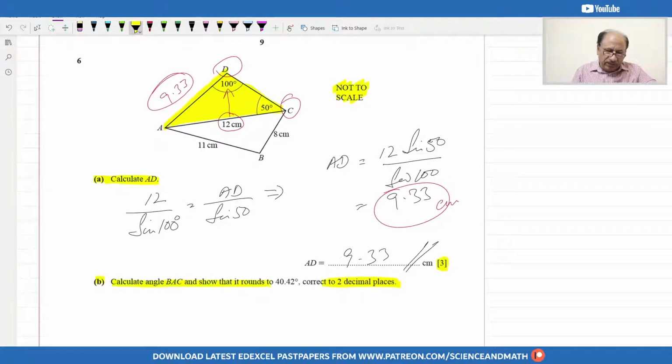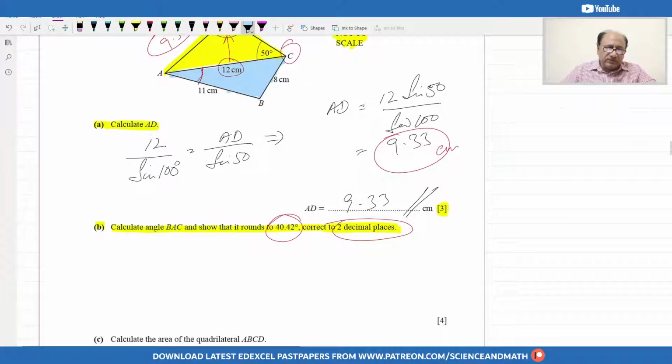B part: calculate angle BAC and show that it rounds to this. So they have given you the answer that it should be rounded to 40.42, 2 decimal places. BAC is this angle which is required, and for the lower triangle we have all 3 sides provided. Whenever all 3 sides are provided, we use the cosine rule, which we discussed in the previous stream, and you can revise that video if you want revision. We have uploaded that stream video also. So this triangle has all 3 sides.